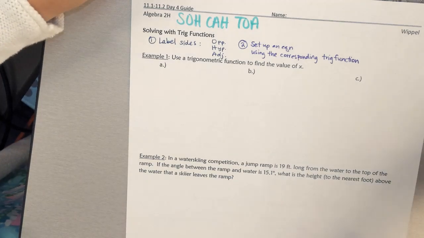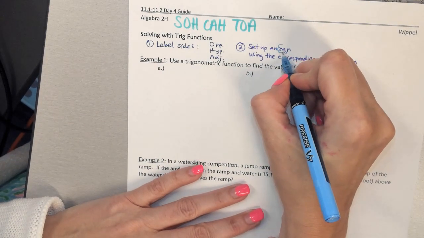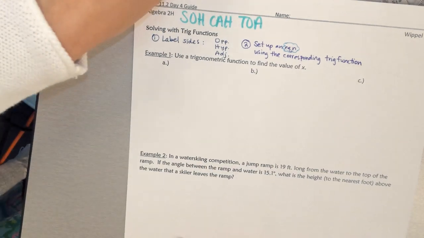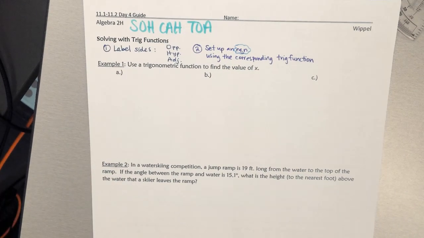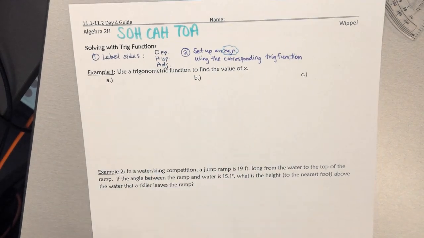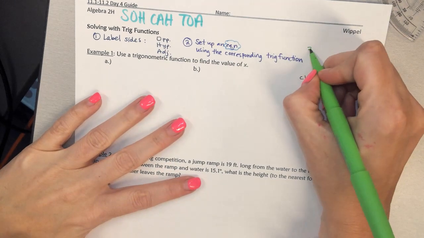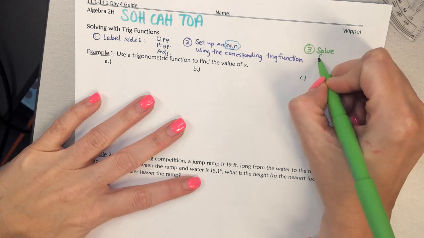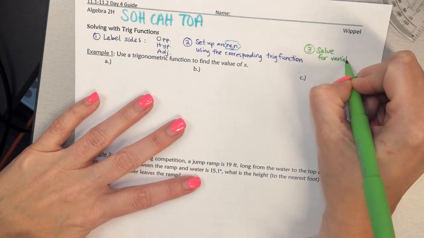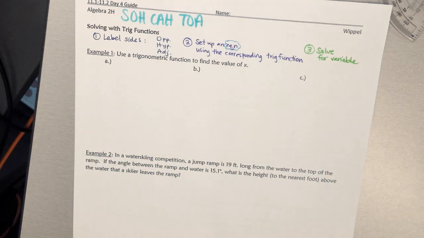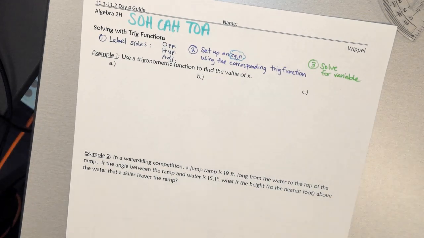I'm going to be looking for your equations. That's going to be your work, using the corresponding trig function. The corresponding trig function is going to depend on what sides you have and what sides you have to find. You did this in geometry, so I'm hoping some of it will come back for us. And then you're going to solve for the variable. We are going to be using SOHCAHTOA with right triangles.